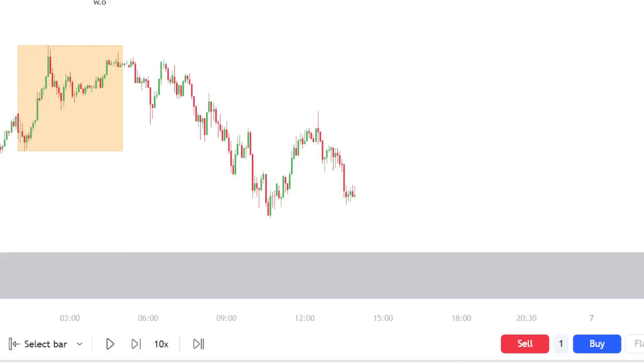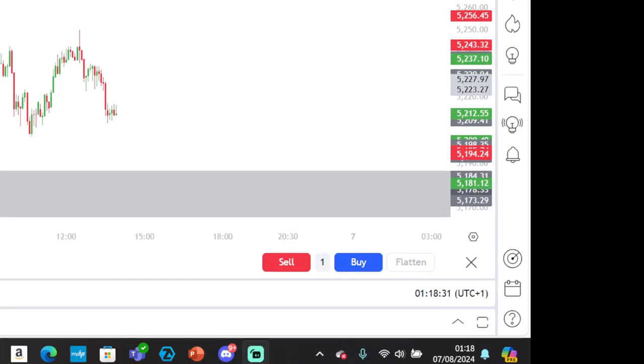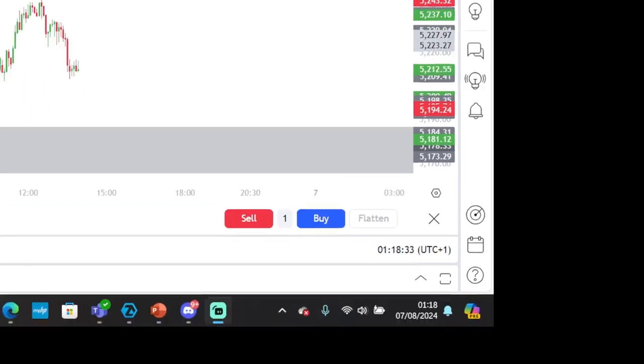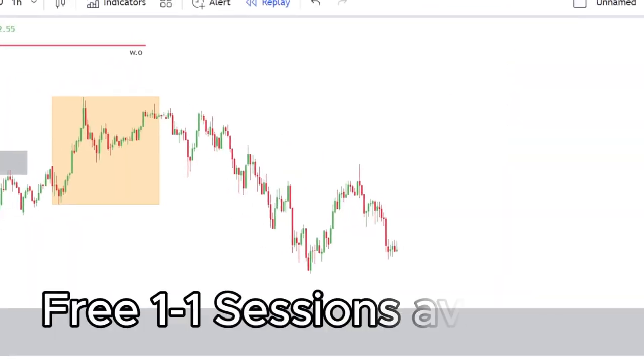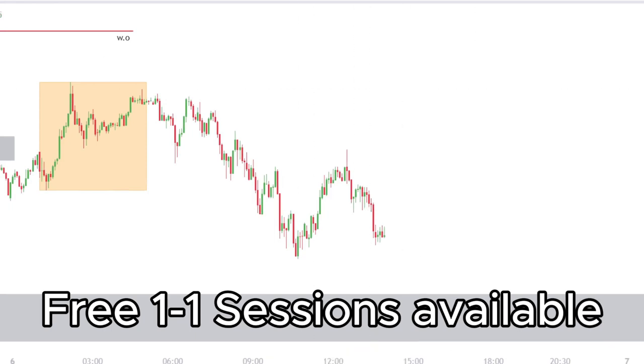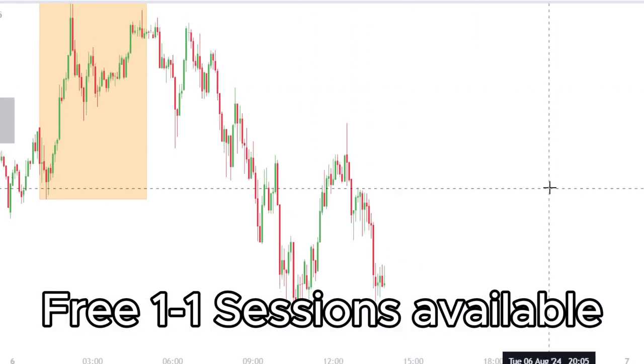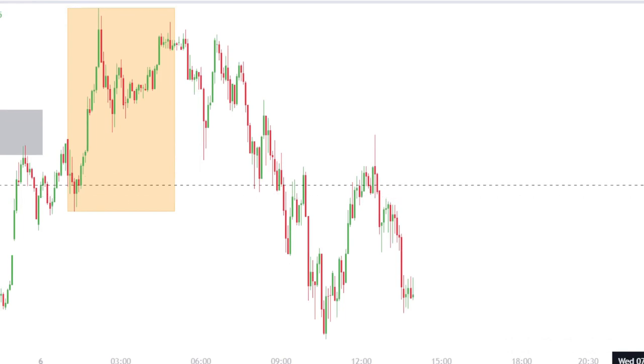So here now on the charts, we have the S&P 500. This is the 5-minute time frame. So if I just zoom in a little bit. Now, this is the 6th of August 2024, and now this is the 5-minute time frame of the S&P 500.